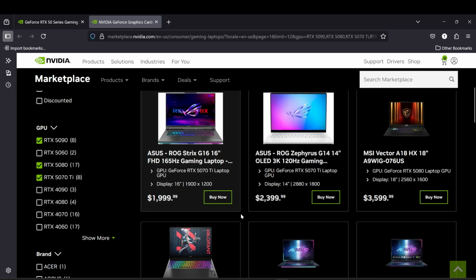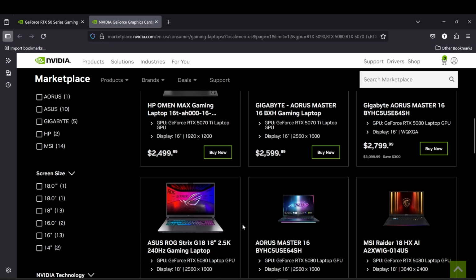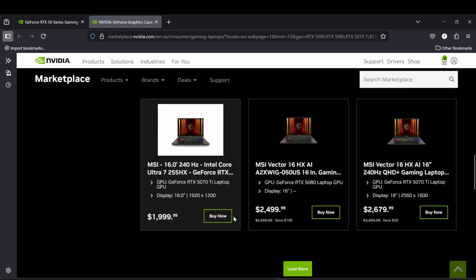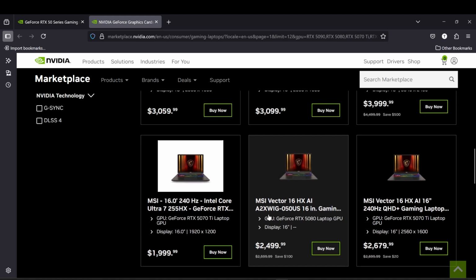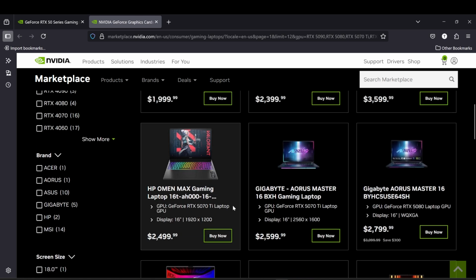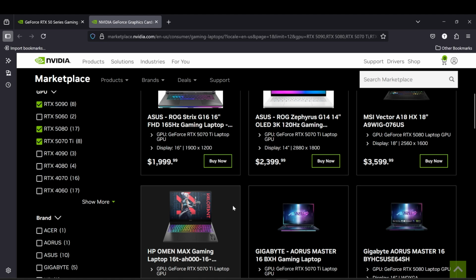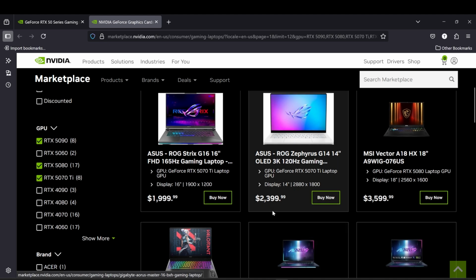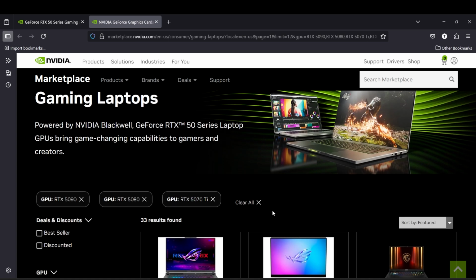So here are the laptops that they are using 5070. As you can see, most of them are over $2,000. So the optimized price right now is on 4060 and then 4070. 4060 probably is a little bit too old, but 4070 is going to last longer for you.